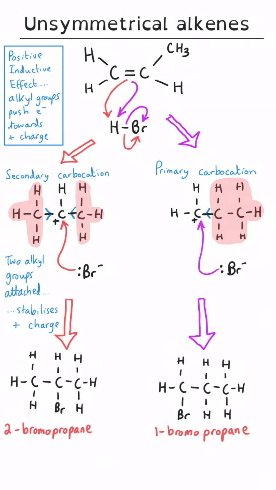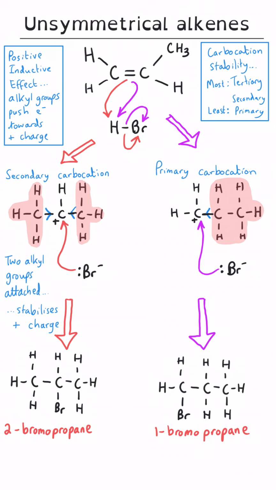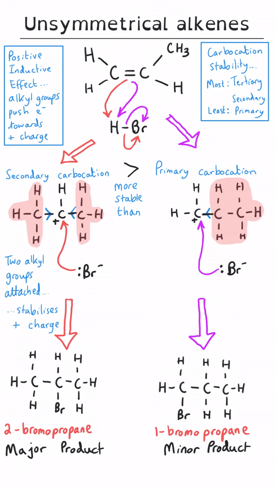product called 1-bromopropane. Now, you need to know that carbocation stability decreases in this pattern. Tertiary carbocations are more stable than secondary carbocations, which are more stable than primary carbocations. And so, the more stable carbocation is the one that will lead to the major product, and the less stable carbocation will lead to the minor product. And so in this example, the major product will be the 2-bromopropane because it formed from the more stable secondary carbocation, and the minor product will be 1-bromopropane.